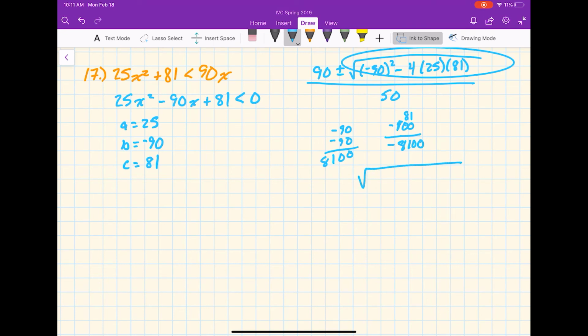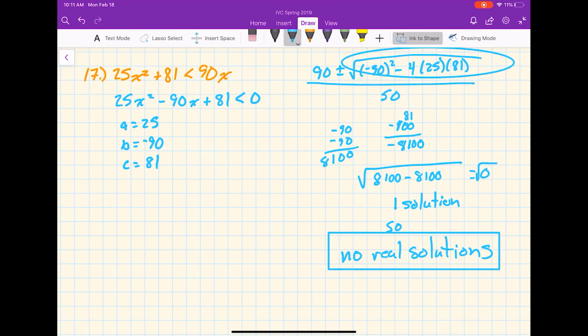And so what we end up with under the radical is 8100 minus 8100, which comes out to be the square root of 0. And that means there's only one solution here. And for this parabola to work, it has to have 2 points. It means it's really not touching the x-axis here, so there's no real solution here. You can't have a plus or minus 0, so no real solution. So there you go.